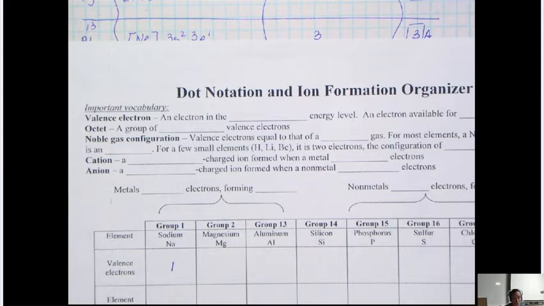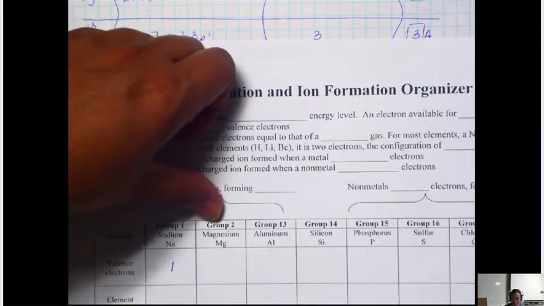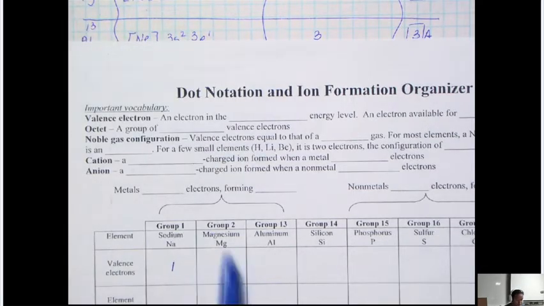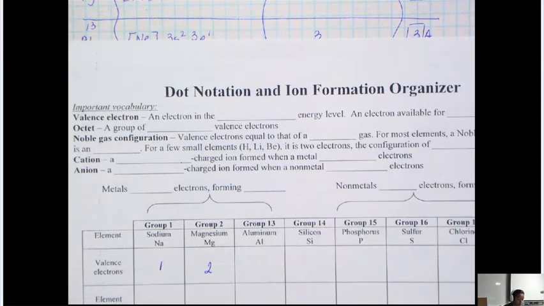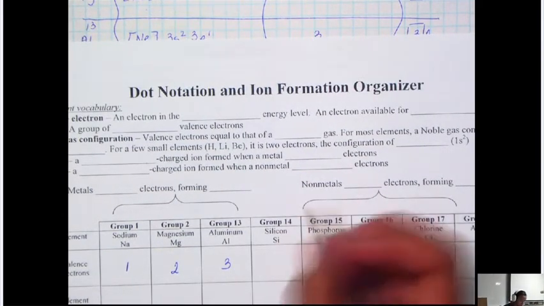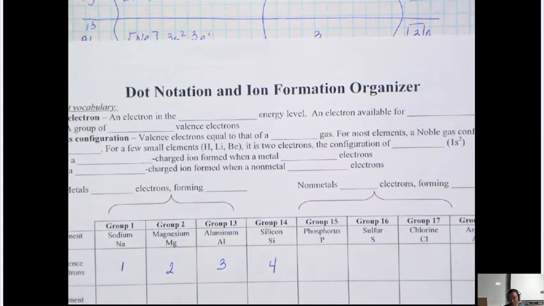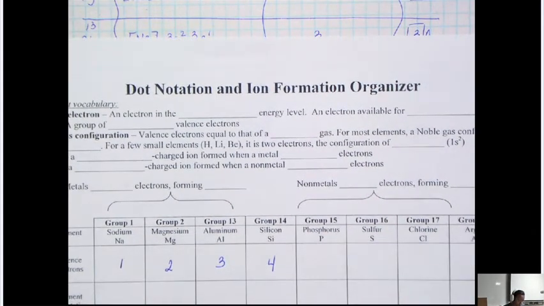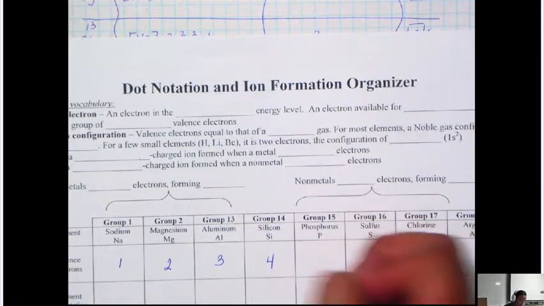Next, magnesium. Let's go real quick, just type it in the chat. This is a shortcut, so group 2, how many valence electrons? Good, 2 valence electrons. Aluminum's in group 13. How many valence electrons? 3, good. Group 14. How many valence? Phosphorus is in group 15. 5, good.